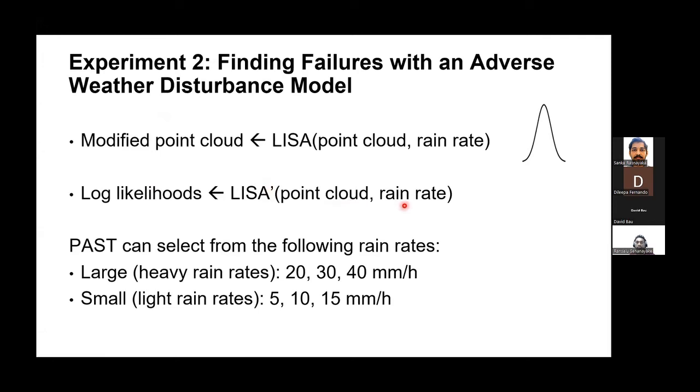It still gets the point cloud and the rain rate. Because we have some probability distributions inside this LISA, we can compute the log likelihood. Rather than getting the modified point cloud, we get the log likelihood, because that's what we need for the reinforcement learning model. For experimental purposes, we consider heavy rain rates and light rain rates, and PAST should be able to pick, for example, what happens when it rains 20 millimeters per hour and so on. These are just for experimental purposes.